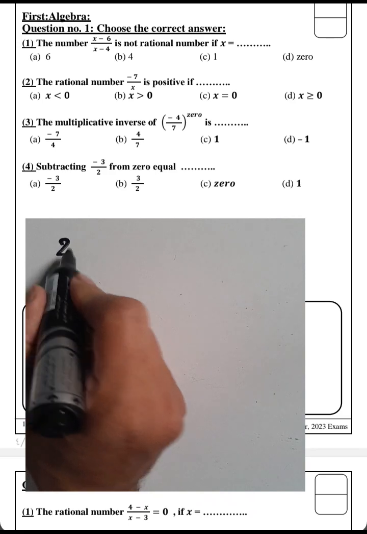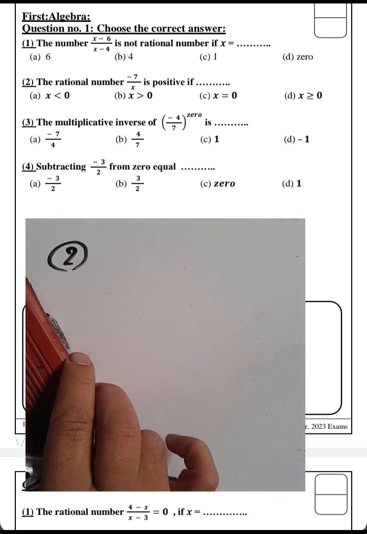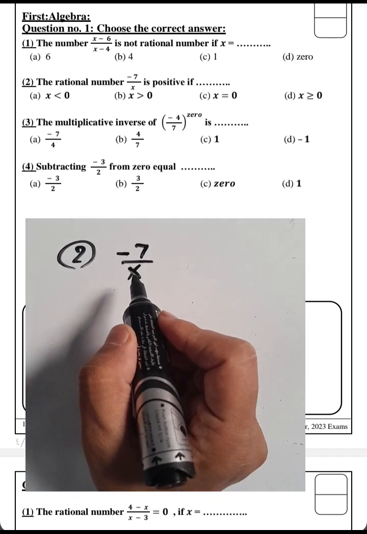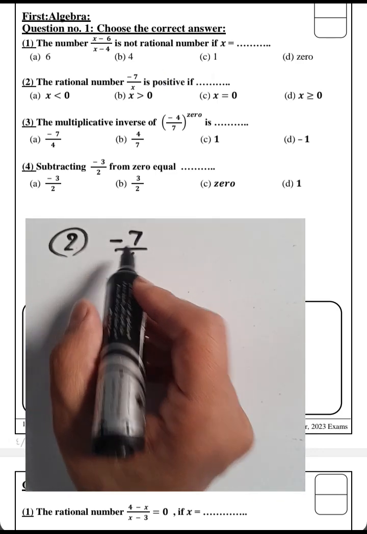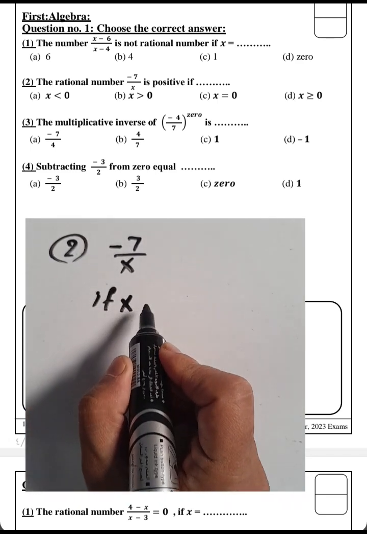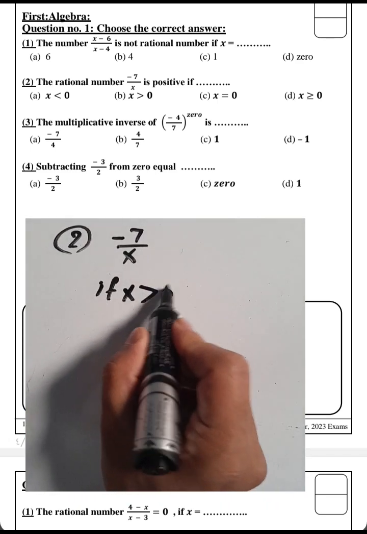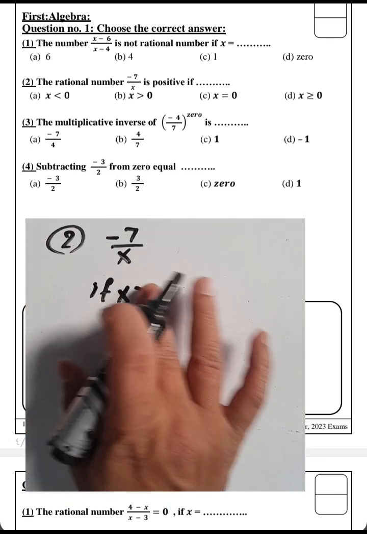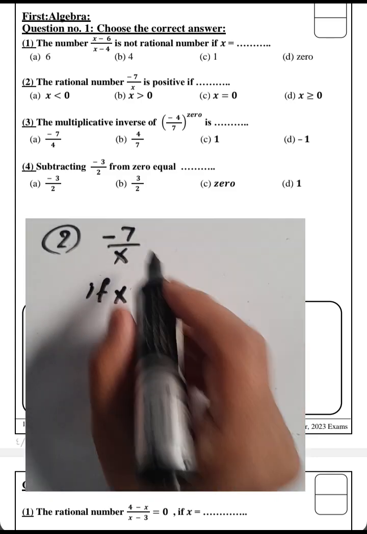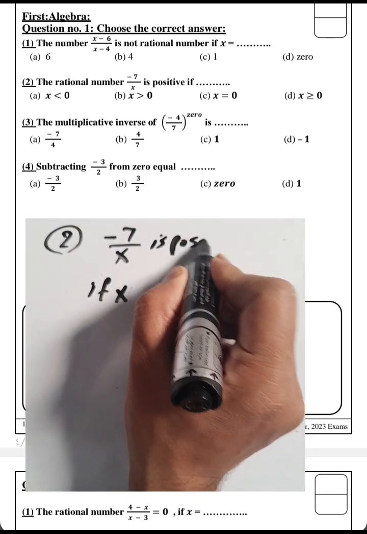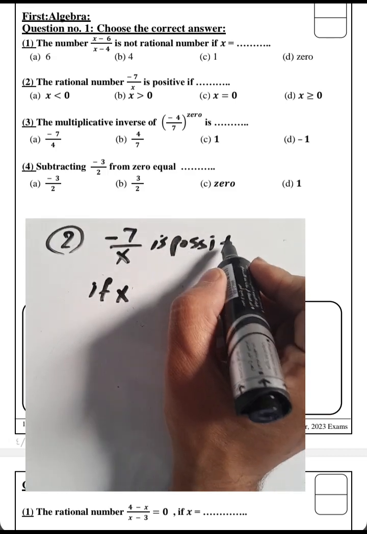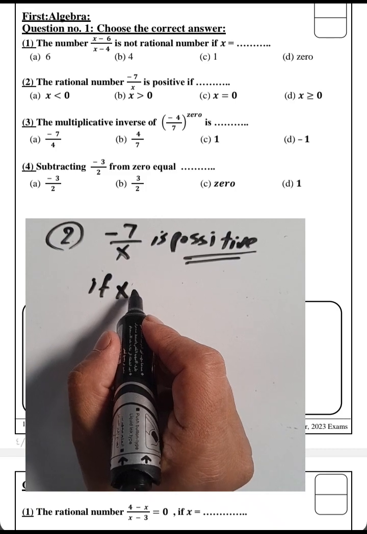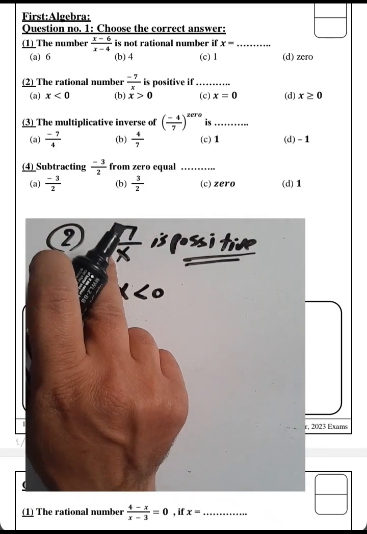Question number 2. The rational number negative 7 over x is positive if x is... It will be positive if x is less than 0, because negative divided by negative equals positive. In the example, it says it's positive. Okay, if x is less than 0, because negative divided by negative equals positive.